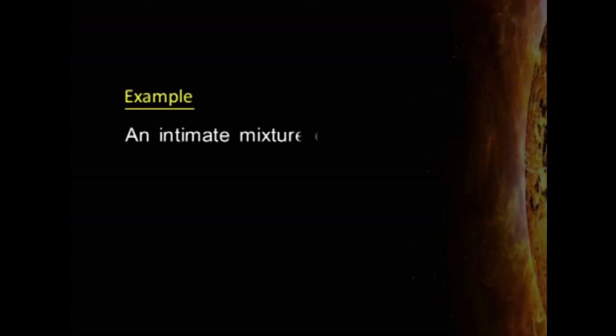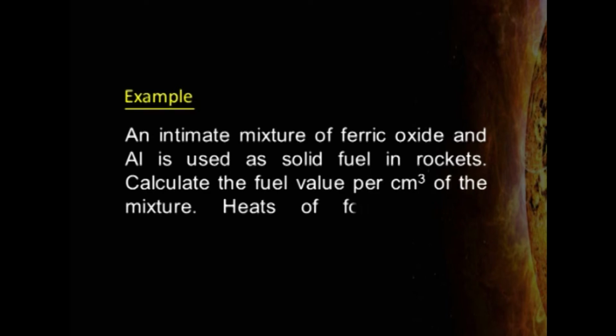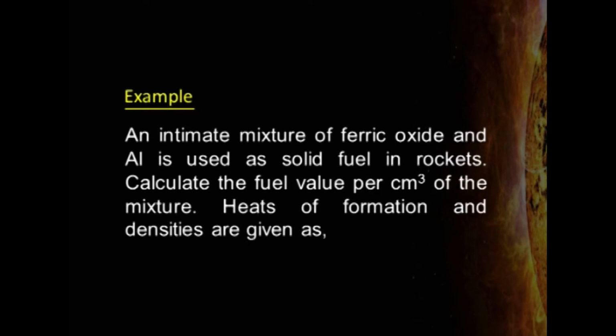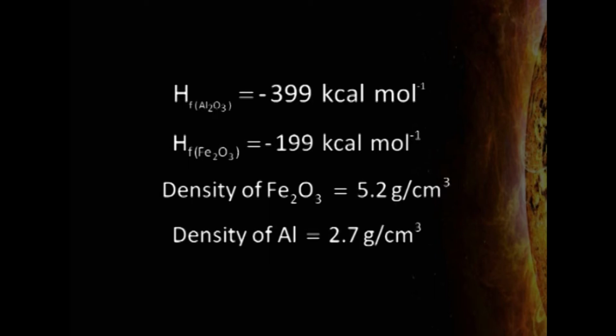There is another example to calculate the fuel efficiency per centimeter cube of the fuel. An intimate mixture of ferric oxide and aluminium is used as solid fuel in rockets. Calculate the fuel value per centimeter cube of the mixture. Heats of formation and densities are given as: heat of formation for Al2O3 is equal to minus 399 kilocalories per mole. Heat of formation for Fe2O3 is equal to minus 199 kilocalories per mole. Density of Fe2O3 is equal to 5.2 grams per centimeter cube, and density of aluminium is equal to 2.7 grams per centimeter cube.